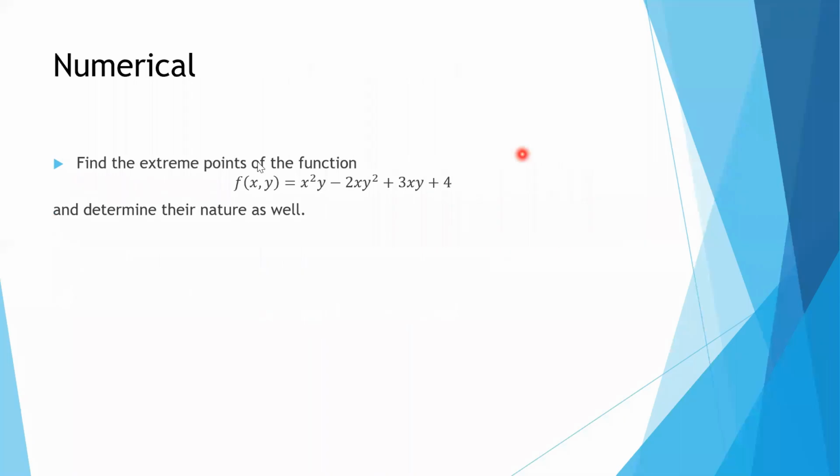So now let us solve this numerical together. If you have your notebooks and pens with you, it would be nice. You can solve this problem with me so that you will be able to understand. The question is, find the extreme points of the function f(x,y) = x^2 y - 2xy^2 + 3xy + 4, and determine the nature of these points as well. So this is the question. If you have notebooks, please write it down so that we can solve this together.